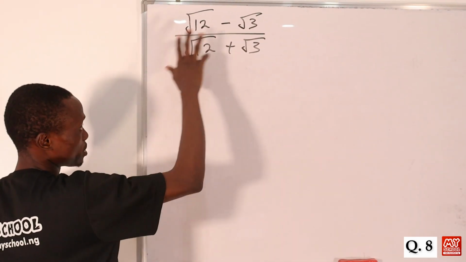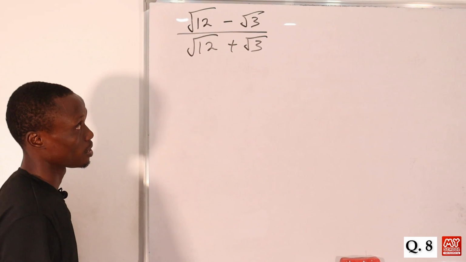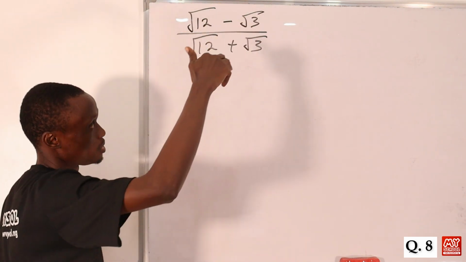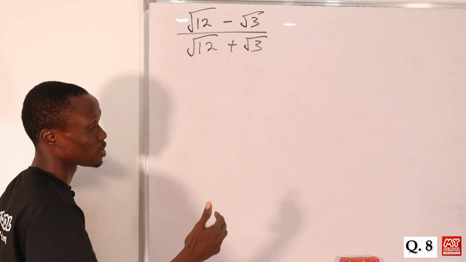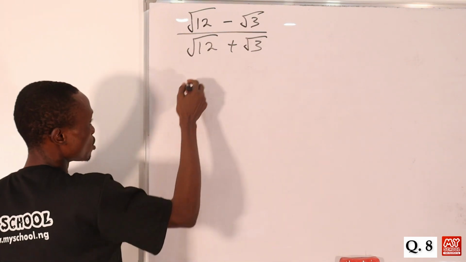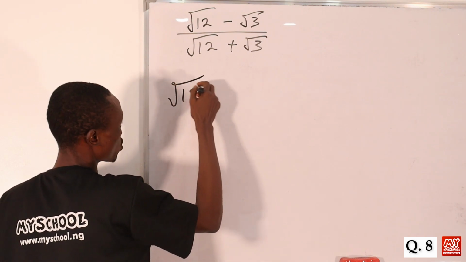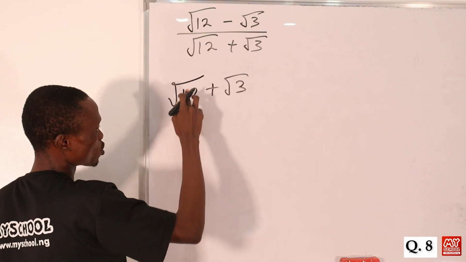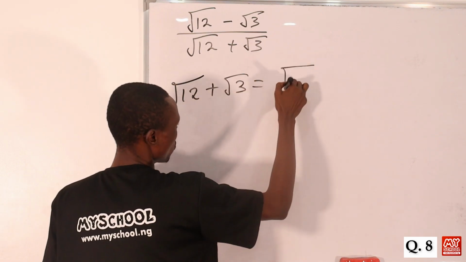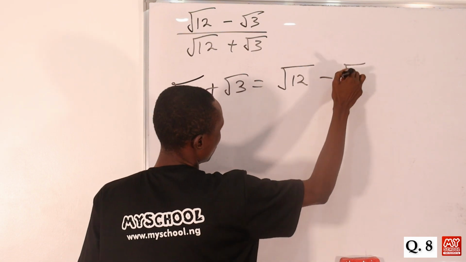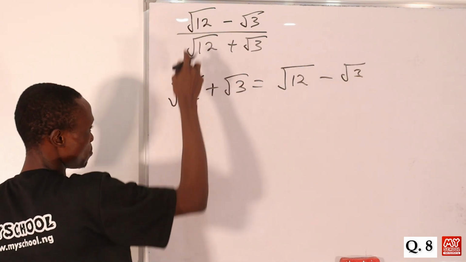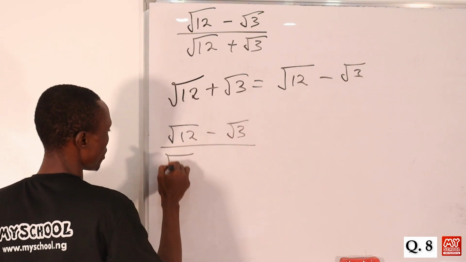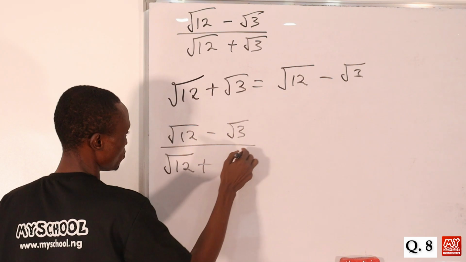So basically, if you are given this type of surd and you are asked to simplify, the first step to take is to multiply both the denominator and the numerator by the conjugate of the denominator. Okay, so the denominator is root 12 plus root 3. The conjugate of root 12 plus root 3 is simply root 12 minus root 3. So we are going to be multiplying both the denominator and the numerator by root 12 minus root 3.